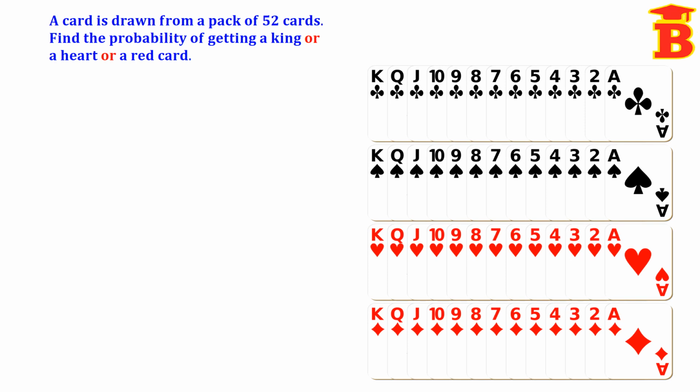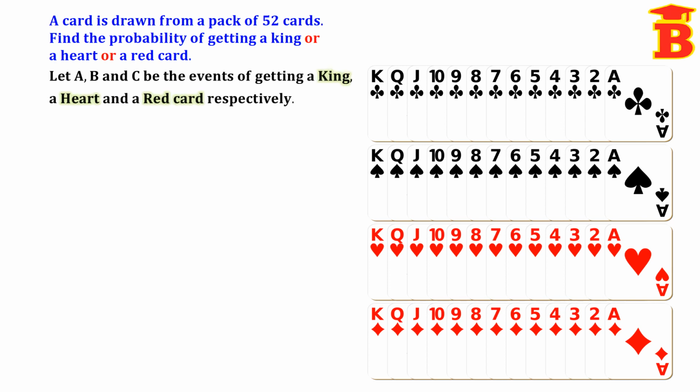Let us take the events A, B, C. So let A, B and C be the events of getting a king, a heart and a red card respectively. That means A denote king, B denote heart, C denote red cards. Now we can write the informations.